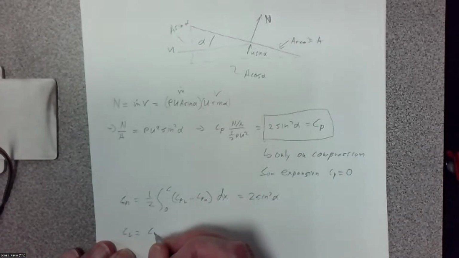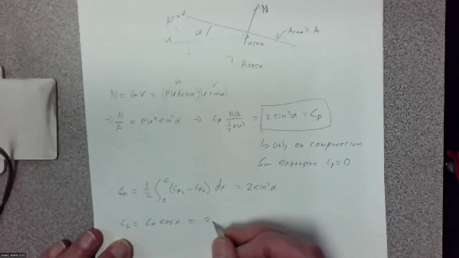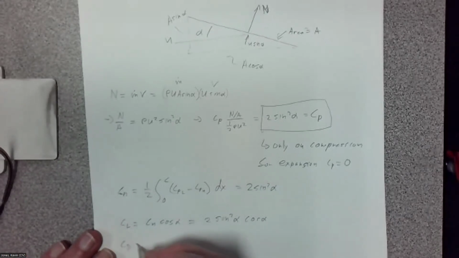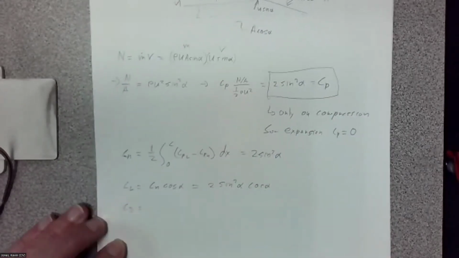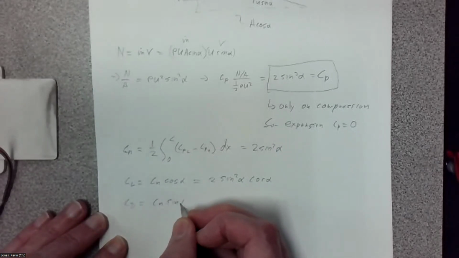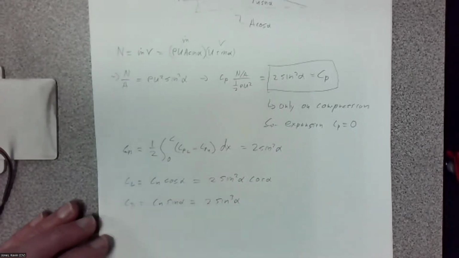It's going to be Cn times cosine alpha, which is 2 sine squared alpha cosine alpha. And then CD will just be Cn times sine alpha, which is 2 sine cubed alpha.